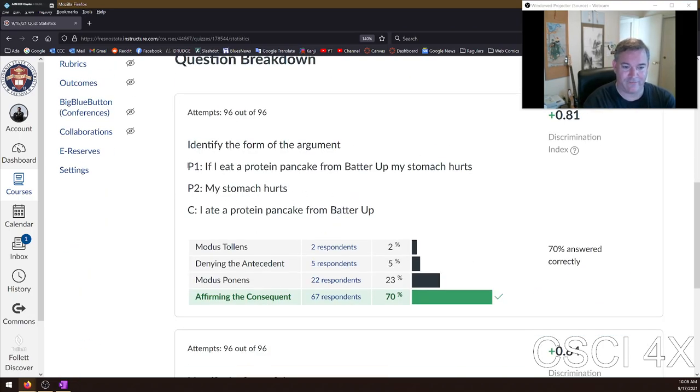If I eat a protein pancake from Batter, my stomach hurts. I don't know why I keep doing this to myself. It's like a GTA San Andreas meme. Ah, here we go again. You know, I like their protein pancakes though.